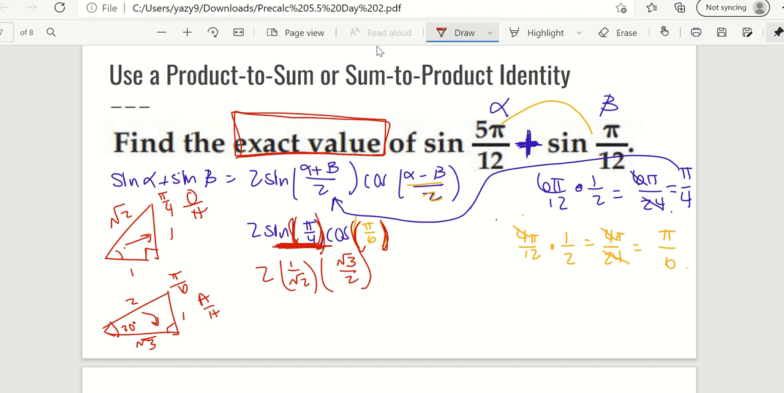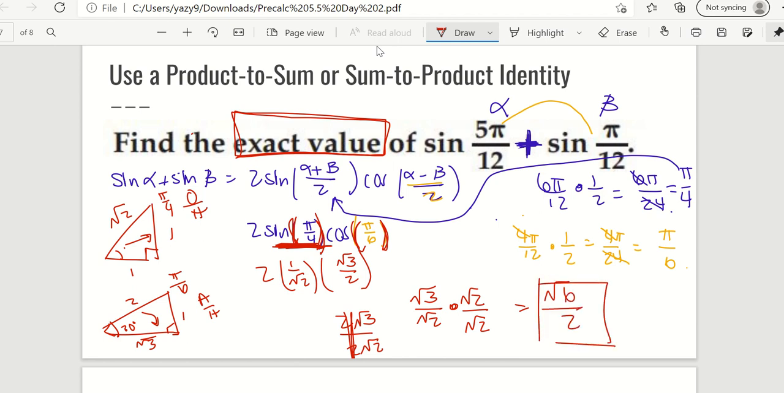And now I'm just going to do some math over here. So I have 2 radical 3 over 2 radical 2. I could cancel out the 2 on top and bottom. I have radical 3 over radical 2. I want to rationalize the denominator, so I'm multiplying by radical 2 over radical 2. This gives me radical 6 over 2, and that's my answer there. I got an exact value.